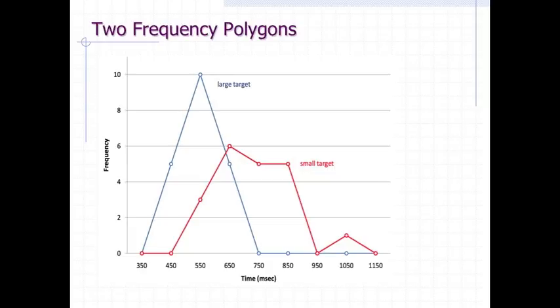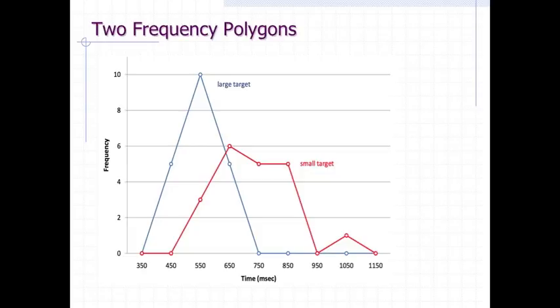Frequency polygons are especially useful for comparing distributions. This is achieved by overlaying the frequency polygons drawn for different data sets. This figure provides an example. The data come from a task in which the goal is to move a computer cursor to a target on the screen as fast as possible.